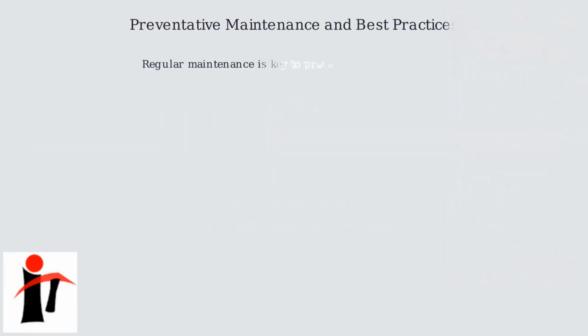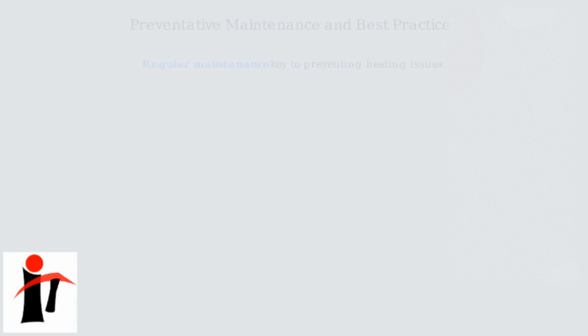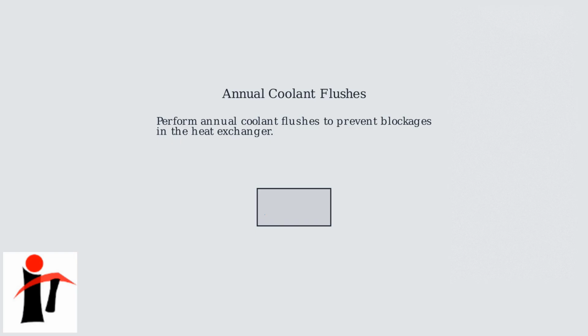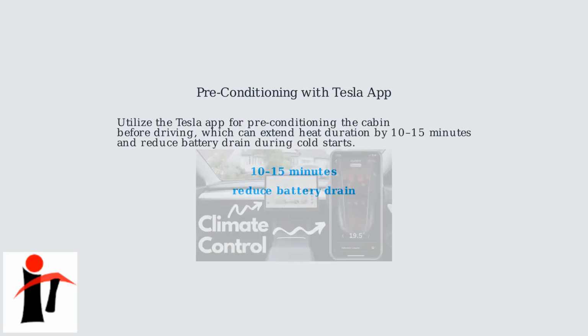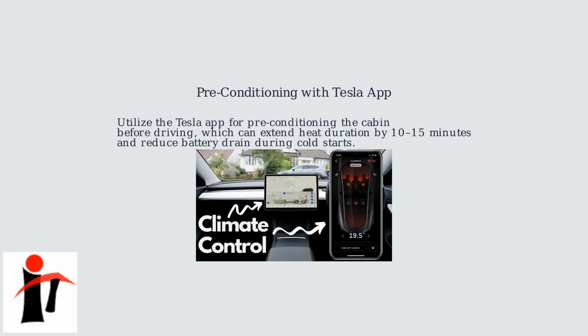Regular maintenance is key to preventing heating issues. Perform annual coolant flushes to prevent blockages in the heat exchanger. Utilize the Tesla app for preconditioning the cabin before driving, which can extend heat duration by 10 to 15 minutes and reduce battery drain during cold starts.